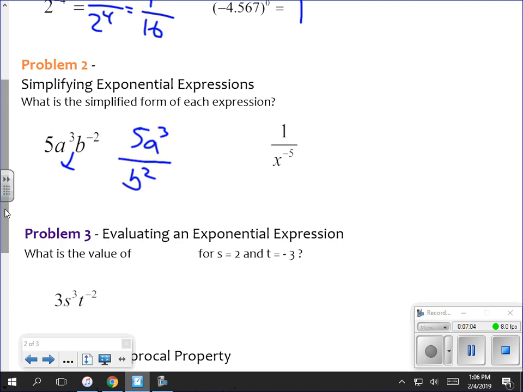Now, the next one, I already have a negative exponent in the denominator. To make it positive, I move it up to the numerator. So 1 over x to the negative 5 is x to the positive 5. That's what it does.